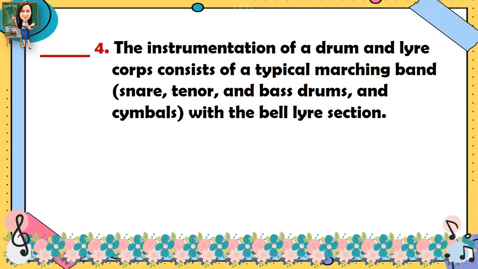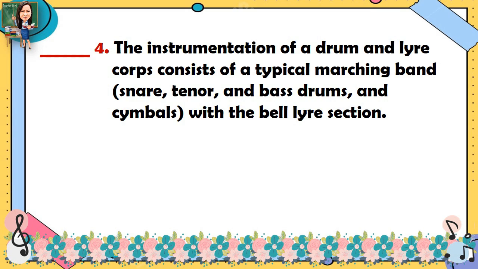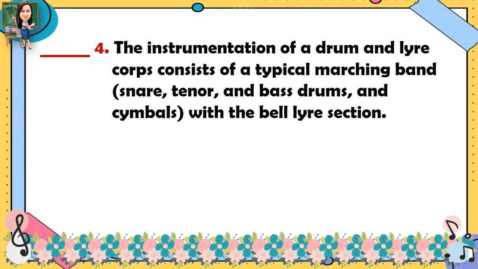Number 4. The instrumentation of a drum and lyre corps consists of a typical marching band, snare, tenor, and bass drums and cymbals with the bell lyre section. Is it true or false? Very good. The correct answer is true.